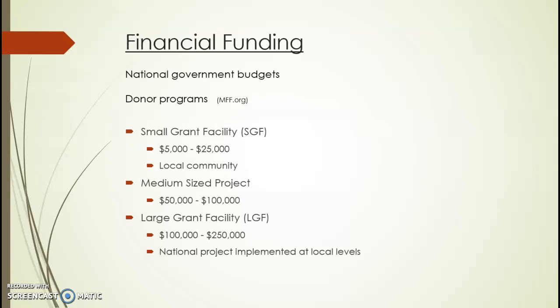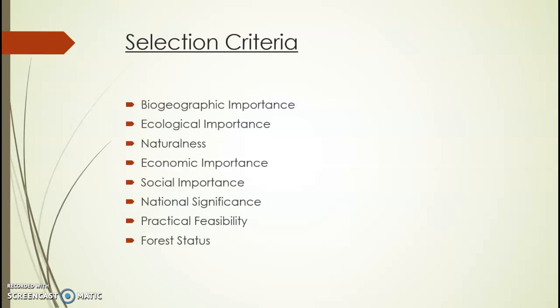Now, the financial funding for this action plan is primarily funded by national government budgets and donor programs. It is distributed through small grant facilities, medium-sized projects, and large grant facilities. Each one is based on a value and an area where it is focused. The selection criteria include biogeographic importance, ecological importance, naturalness, economic importance, social importance, national significance, practical feasibility, and forest status.